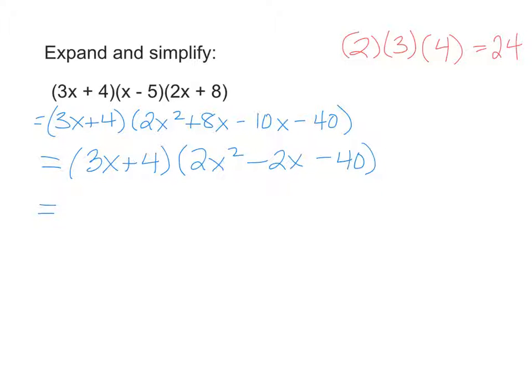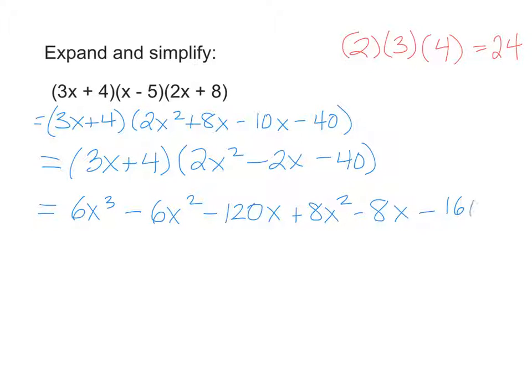So now I'm going to multiply 3x by everything in the second bracket. So 3x times 2x squared, 6x cubed, 3x times negative 2x, that's negative 6x squared, and 3x times negative 40, that's negative 120x. And then I'll multiply, so that was 3x times each of those. Now I'll do 4 times each of those. So this becomes plus 8x squared minus 8x minus 160.